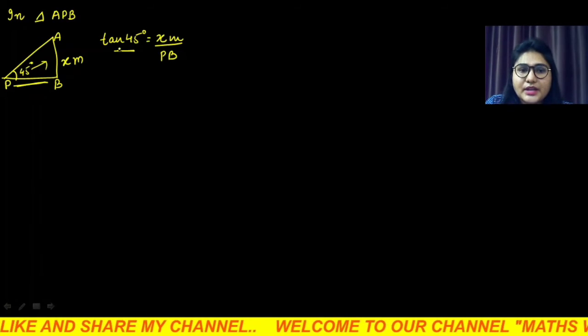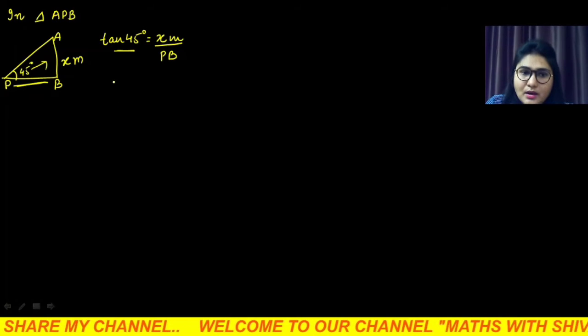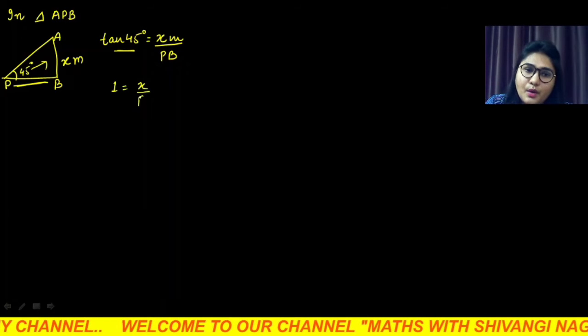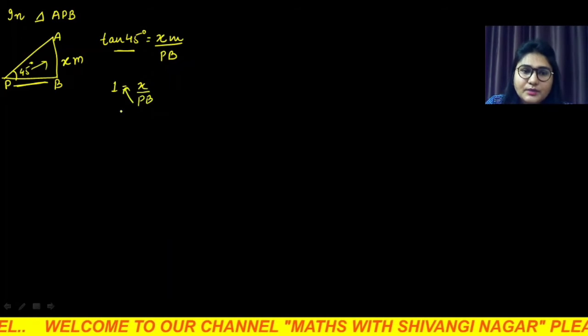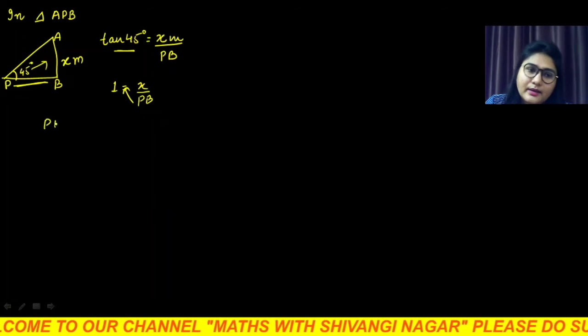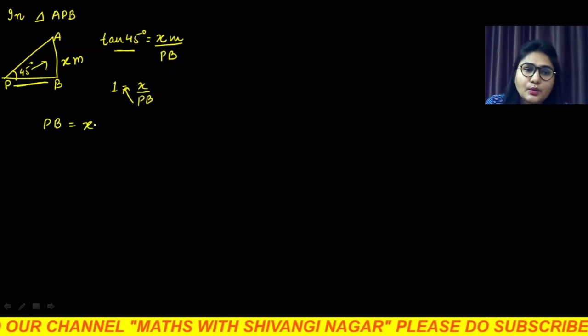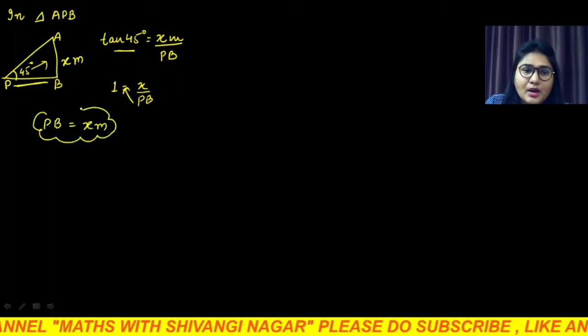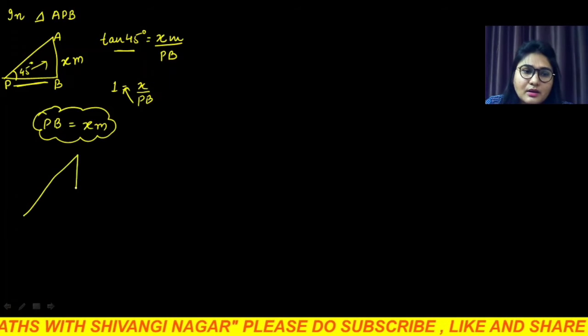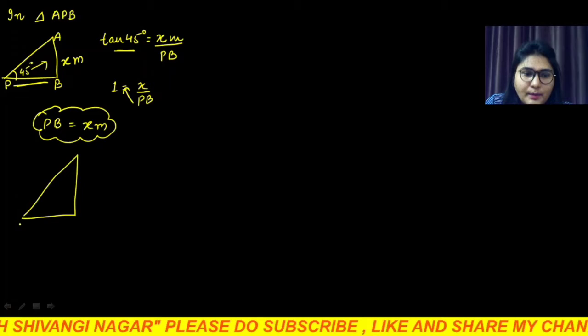And what is the adjacent side? Adjacent side is PB. Right? Well, now what is tan 45? So tan 45 is 1. So 1 is equal to x upon PB. Now if you cross multiply, PB comes out to be x meter.